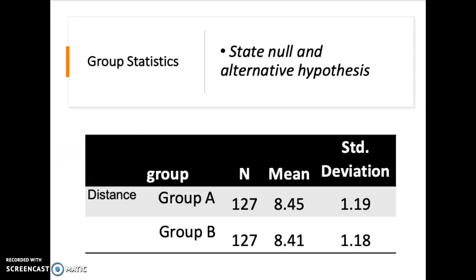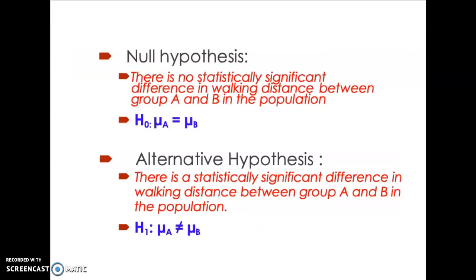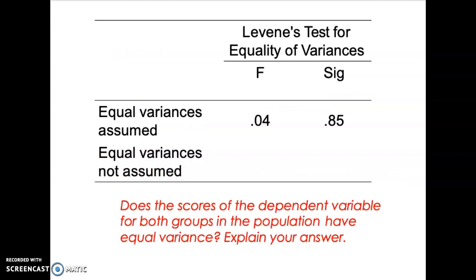So now let's look at more examples. We have 2 groups, Group A and Group B. We want to look at the walking distance for Group A and Group B. First of all, you need to state the null and alternative hypotheses. The null hypothesis: there is no statistically significant difference in walking distance between Group A and Group B in the population. You can also write it in formula or symbol form. Whereas the alternative hypothesis is that there is a statistically significant difference in walking distance between Group A and Group B in the population.